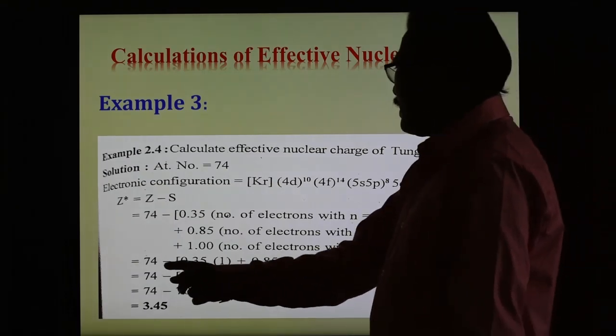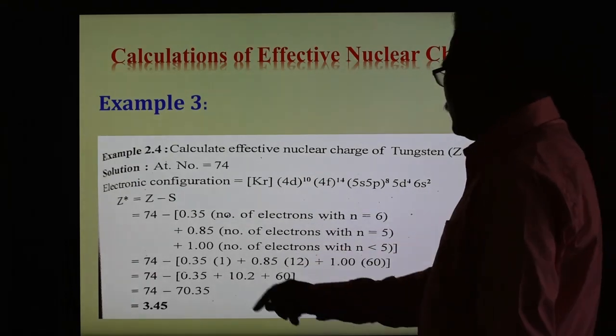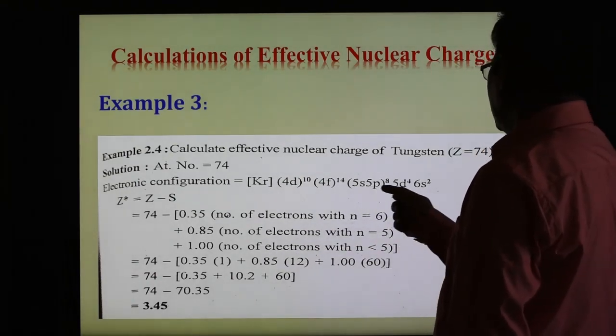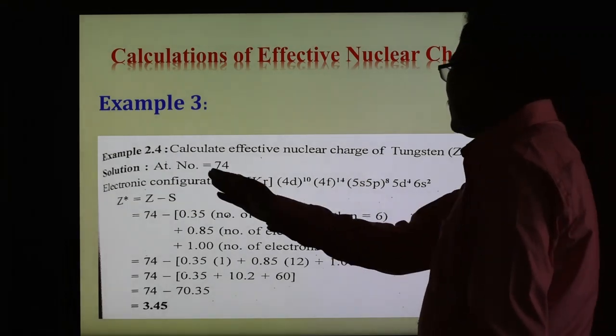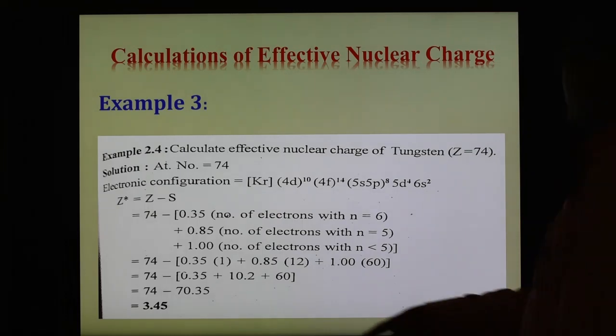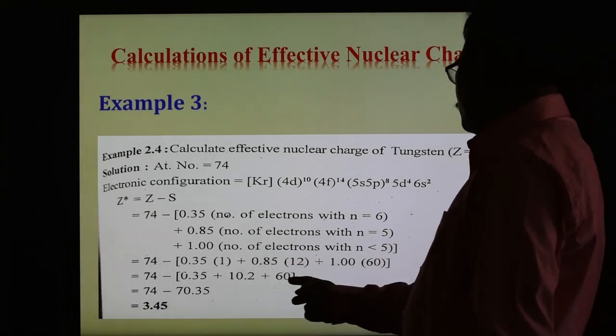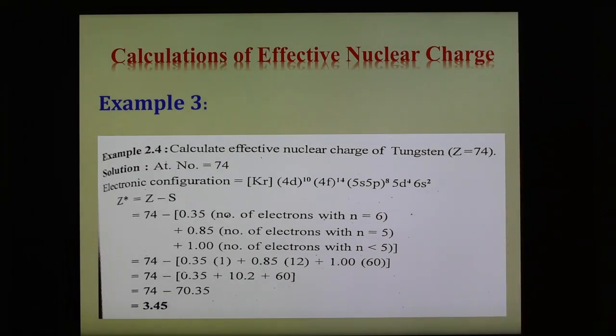So 74 minus 0.35 into the number of electrons, here 6s, we can take 1. 0.85 into the number of electrons in n minus 1, 12, plus 1 into the number of electrons less than that, total 60 electrons are there. Now multiply it: 0.35 gives 10.2 and this is 60, and after that 74 minus 70.35, the answer is 3.45, and therefore the effective nuclear charge for tungsten is 3.45. In this way we can calculate.